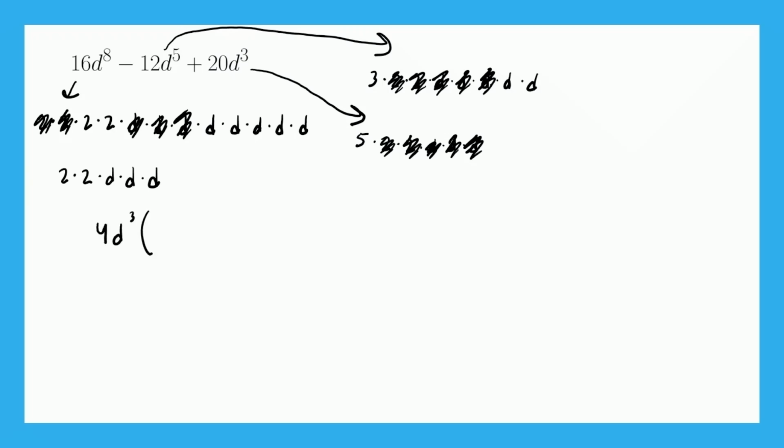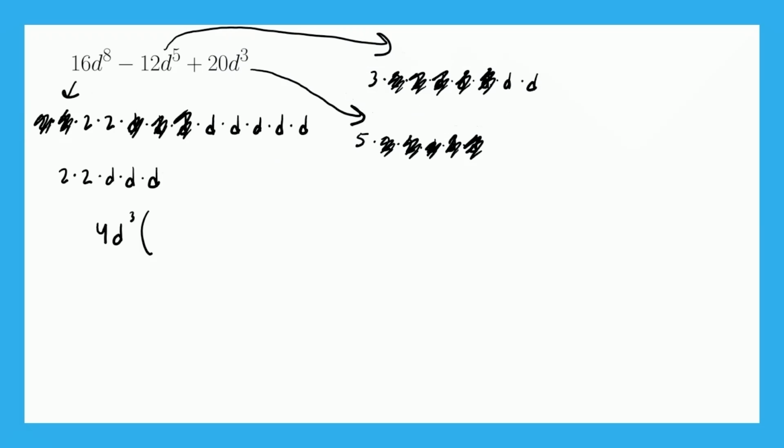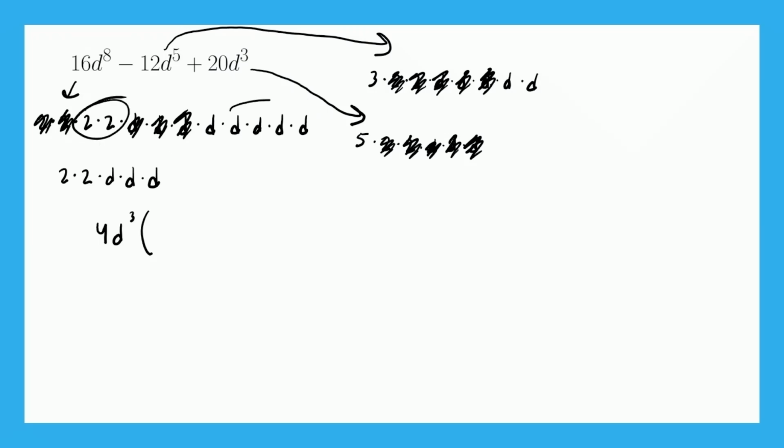Now what we want to think about is, what did we actually do to each of those complete factorizations? Well, we divided out a 4d to the 3rd from each of those. So what do we have left over in each of those? We have everything that we did not cross out. So from 16d to the 8th, we now just have the 2 times 2 and then those 5 d's, the d times d times d times d times d. So let's start with that. 2 times 2 is 4, and then d to the 5th. So we're going to write that right here.